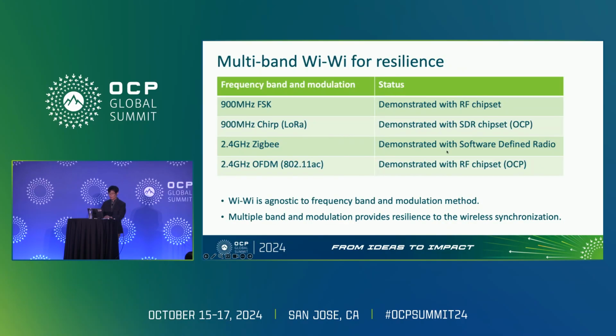For that purpose, under the OCP collaboration, several boards have been developed. These two top ones were developed by NICT, but the two bottom ones, the 2.4 gigahertz OFDM and the LoRa board, were developed by the OCP collaboration.